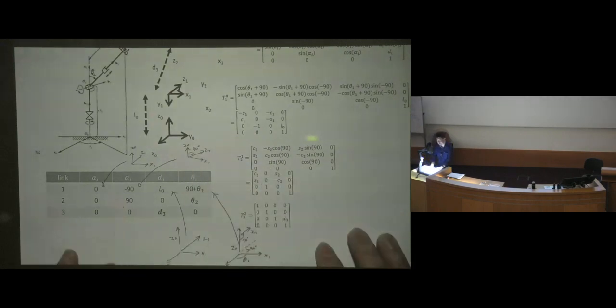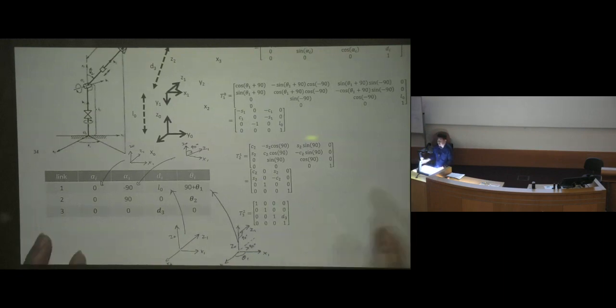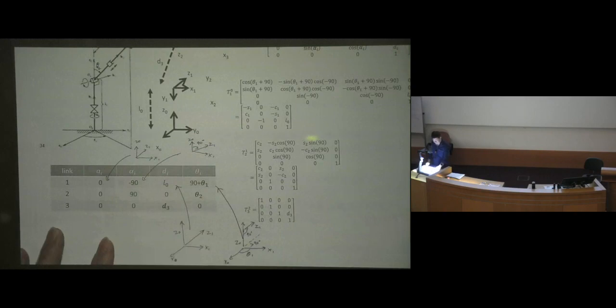After that you work on the alpha. When you work on the alpha, you are looking at the angle difference between Z0 and Z1. From here itself, you know that it's a 90 degree, but it's a minus 90 degree because it's clockwise. So clockwise will be minus 90 degree, counterclockwise positive. You also determine your d_i as well as your theta_i. So theta_i is obvious. So this is your theta_i.